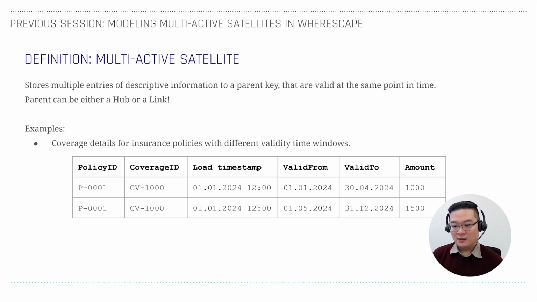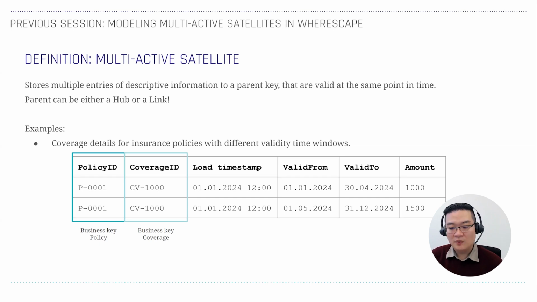So you have a policy ID 001 and the coverage ID 1000. It would be predefined for the running time window, which is, let's say, from the 1st of January 2024 till 30th April of 2024. And for the future, there's also already a definition for that coverage amount, but the amount is different, right? So you want to have a different valid from, valid to window and a different amount.